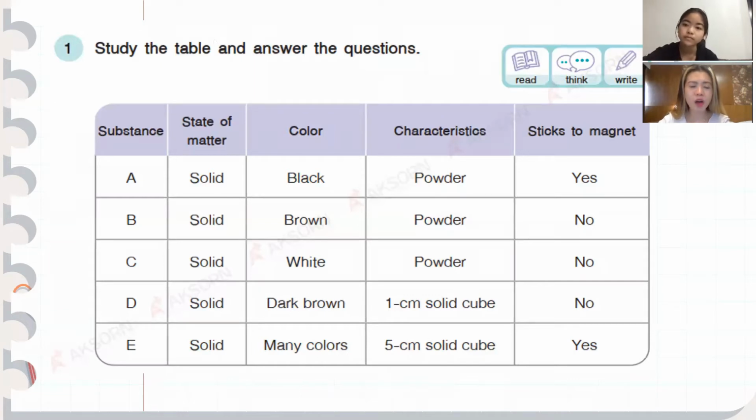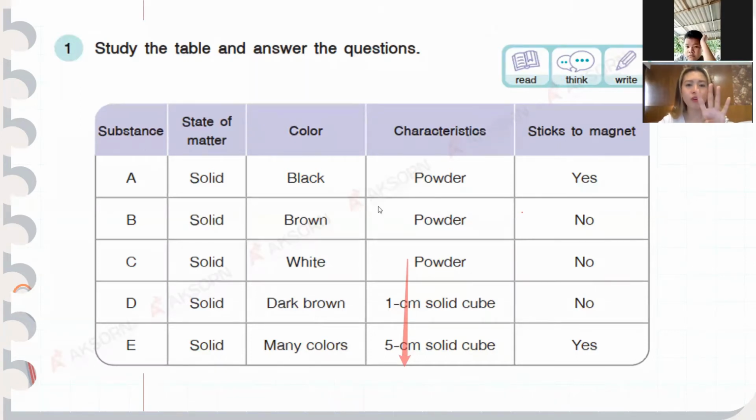Okay, so for this one, study the table and answer the question. We have here a table which has 5 columns. First column we have substance: substance A, B, C, D, and E. The second column we have state of matter, whether it is solid or liquid. But in this case, they are all solid. And for the third column, we have the color. Substance A is black, B is brown, C is white, D is dark brown, E is many colors.